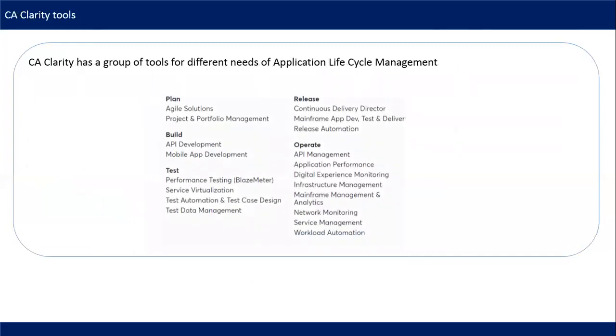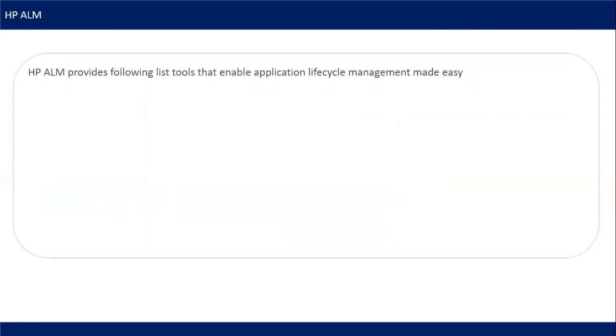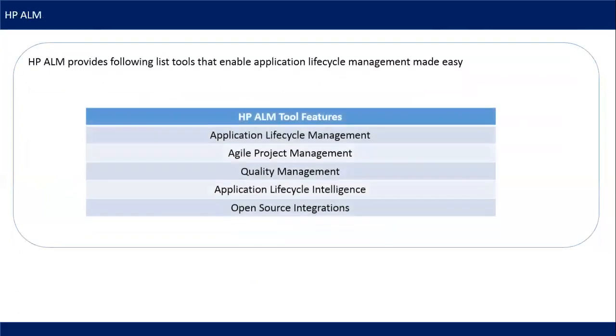CA Clarity has a group of tools that support application lifecycle management. HP ALM also has a lot of products that support application lifecycle management, project management, quality management or testing, and application lifecycle intelligence, and it has the capability to integrate a lot of open source applications.